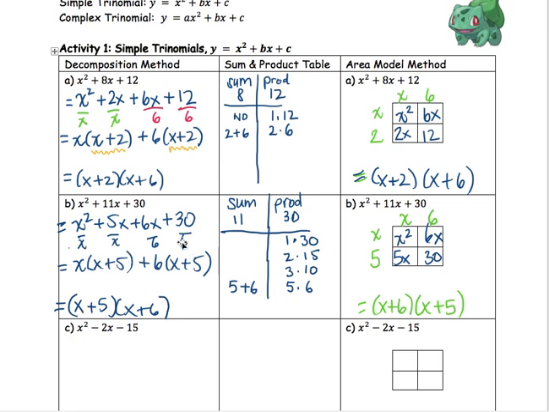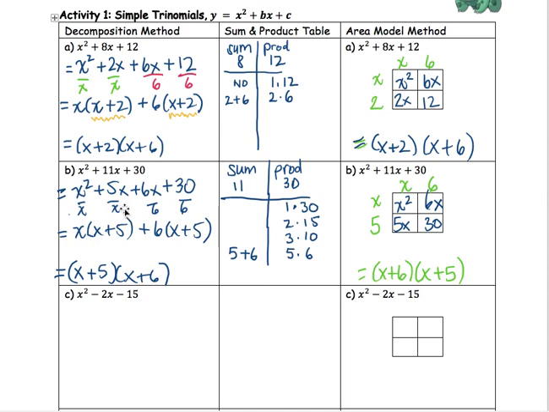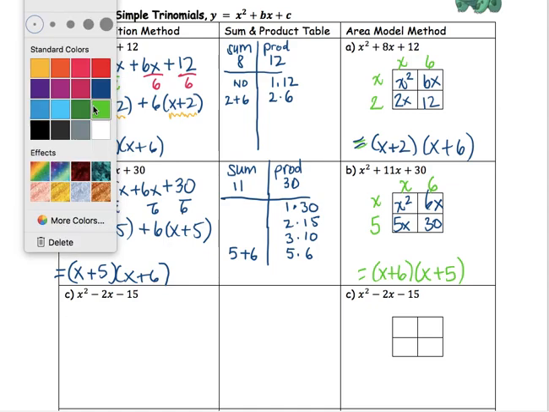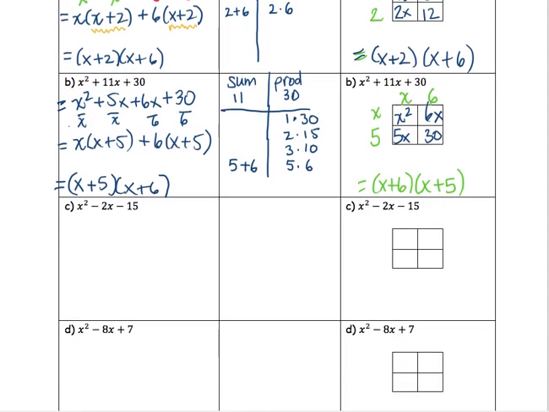Still the same. Okay, so now that you've seen the two methods from last day, again, try to use the little trig method with the simple trinomial. So just build your product sum table. So we have a sum of the middle term which is -2. Okay, pay attention to the sign. And the product is -15.